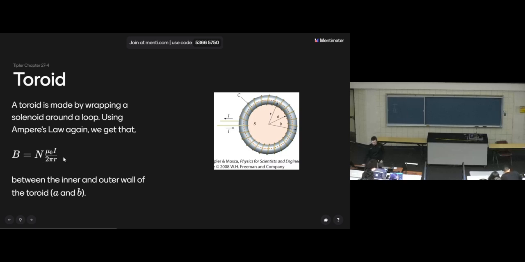And so what ends up happening is that the magnetic field strength is equal to the total number of turns of the current around the toroid times mu naught I over 2 pi r, where now little r does not denote the distance from the wires. Little r denotes the distance from the center of the toroid. And so in this case, you would end up getting a magnetic field that is going around the inside of this toroid in the clockwise direction.